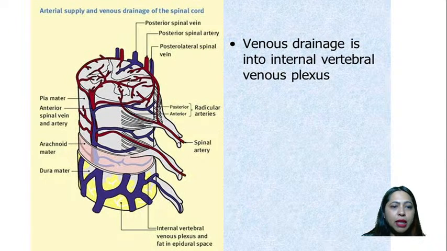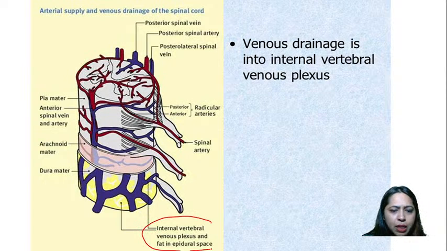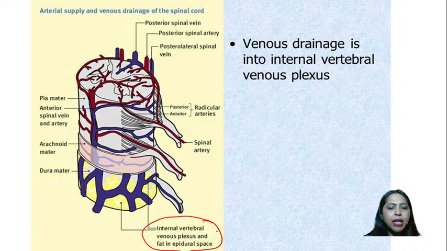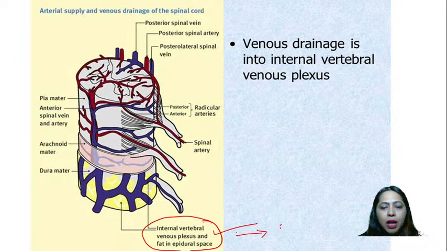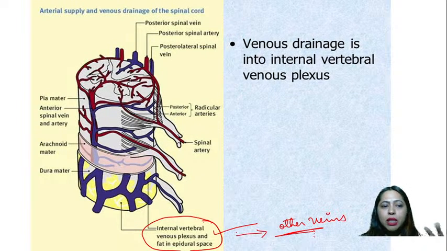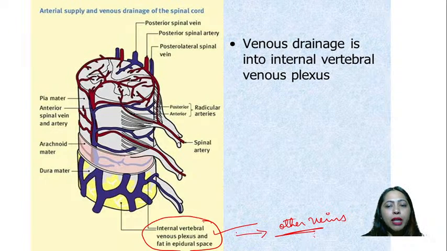So now you can see there is this plexus around this. These are all the internal vertebral venous plexus that is present especially in the epidural space. It communicates with other veins in the vicinity. Now, in which area is all this happening? This is all happening in the pelvic lumbar area.